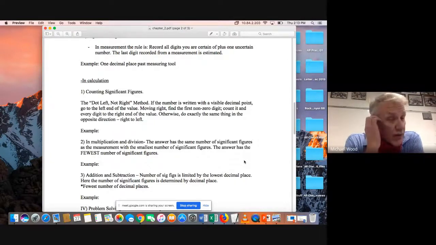Now addition and subtraction, as confusing as this is, is a different rule. The rule here is we will round to the lowest decimal places. And we're not going to do a ton of addition and subtraction. But if we're adding one number that goes to the 10th and another number that goes to the 100th, then we would have to round to the 100th. Whatever number has the lowest decimal places is how you round.